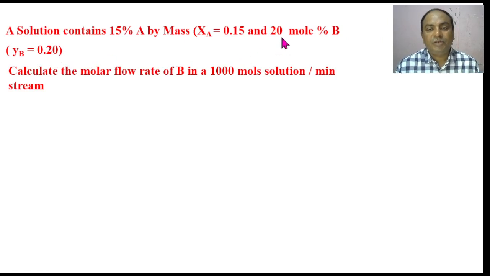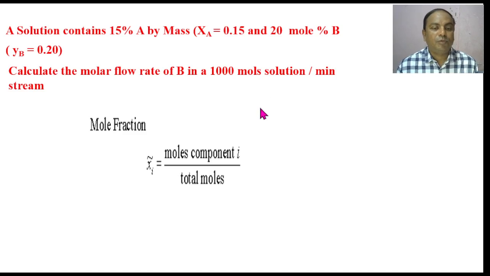So either you can use mole percent to calculate the molar flow rate of B, or you can use mole fraction to calculate the molar flow rate of B in 1000 moles of solution. So what is the formula? Here what we are using is the mole fraction formula. We are not using the mole percent formula here. We are using the mole fraction formula in order to find out the amount of B in 1000 moles of solution. So mole fraction is equal to moles of the constituent divided by total moles.